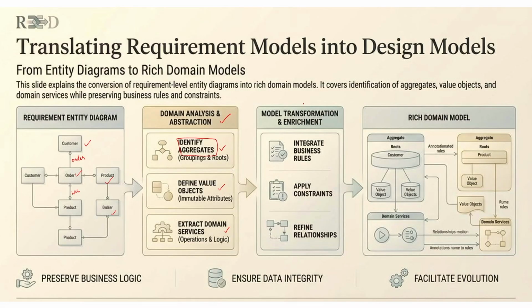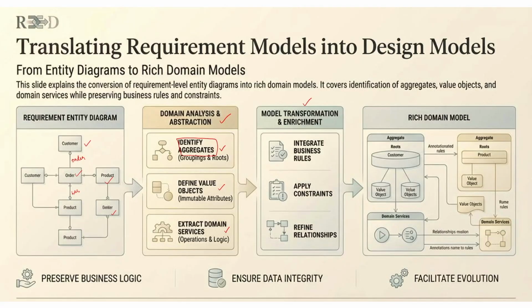The third step is actually model transformation and enrichment. So, here there are several models that are available with which we can convert this requirement analysis or requirement models to design models. So, basically what we do here is integrate all the business rules, apply the conditions and refine the relationships. So, what all relationships? The relationships that exist between these entities, and there will be some set of constraints.